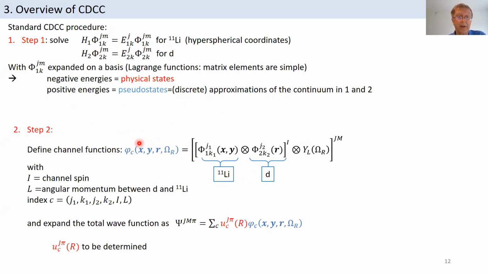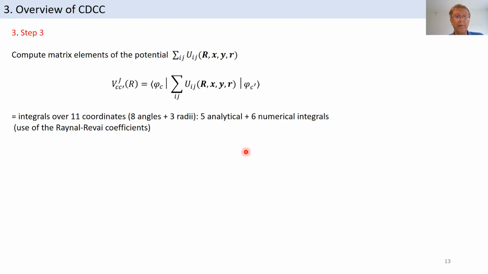And then when you have these internal wave functions, which are here for lithium 11 and deuteron, then you define channel functions here. So you have the coupling of the two angular momenta, J1, J2, which are the spins associated with lithium 11 and deuteron. And I is the channel spin, and L is the angular momentum. And then you expand the total wave functions over these channel functions. And here you see the radial function, which only depends on the relative coordinates, and is to be determined.